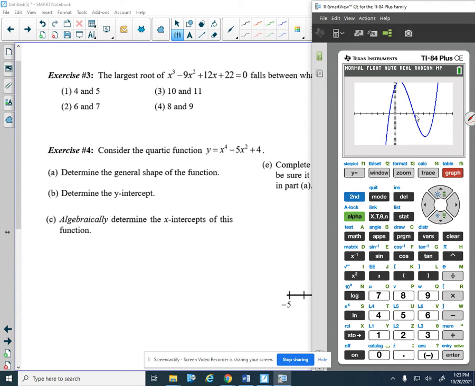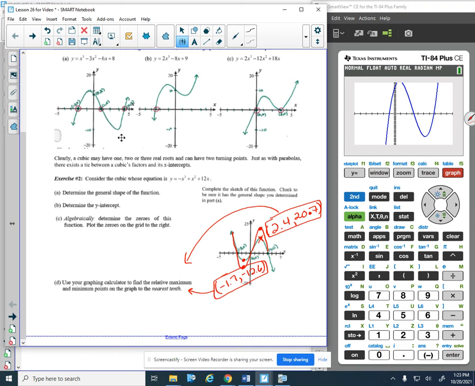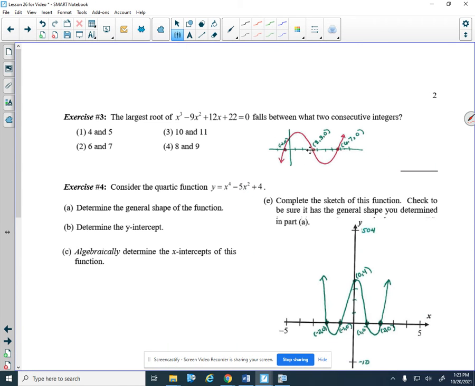So the largest root is here, 1, 2, 3, 4, 5, 6. It's between 6 and 7. So that would be choice 2. So I actually have a graph for this one already, so we don't have to take time to graph it on here. So that one is right here at the top of the page. Basically, answer 2 is there.